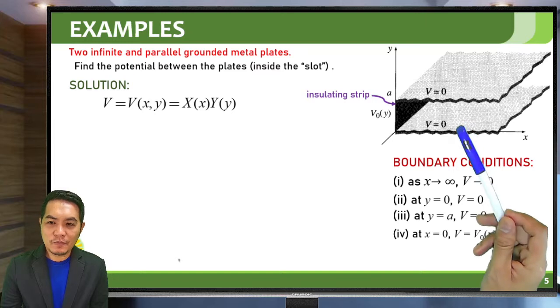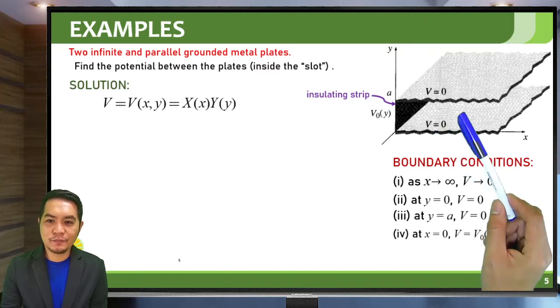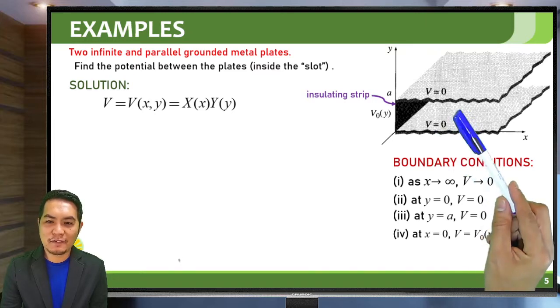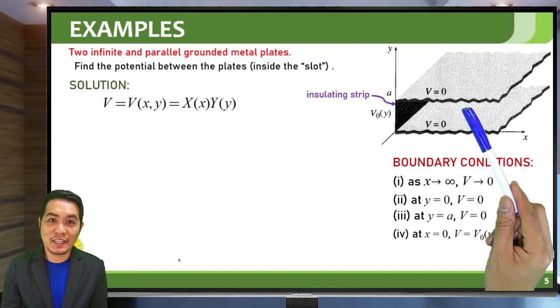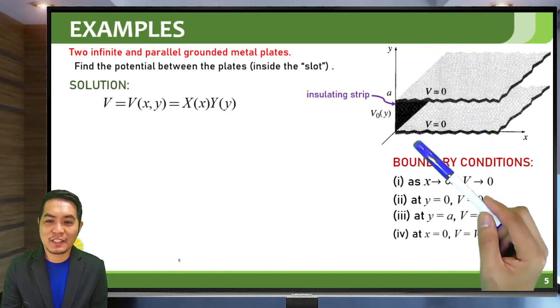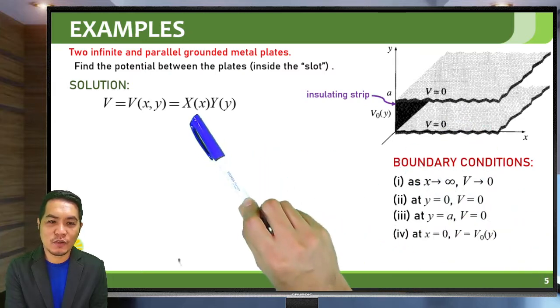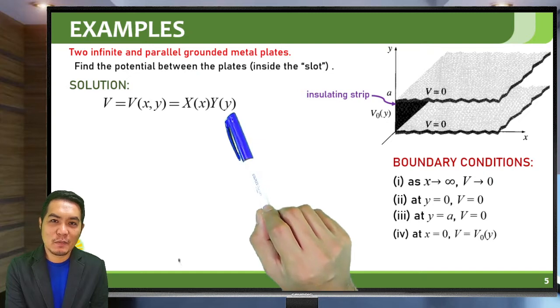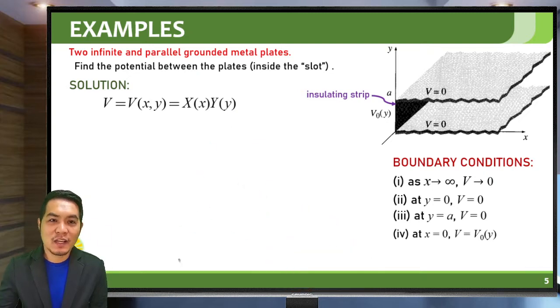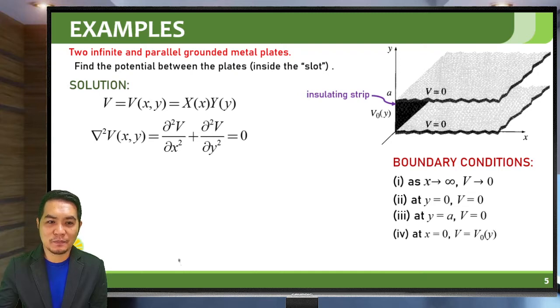So in situations like this, we actually have a symmetry along the z-axis, which means the potential doesn't depend on z, and it only depends on x and y. So basically this is just a two-dimensional Laplace equation problem. So, a two-dimensional problem.